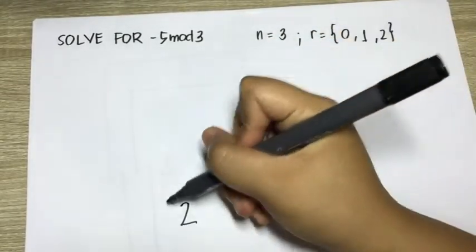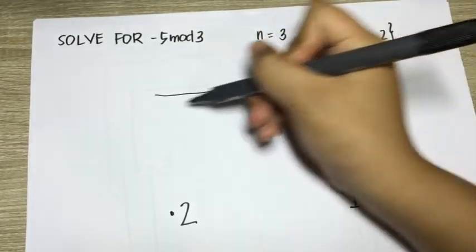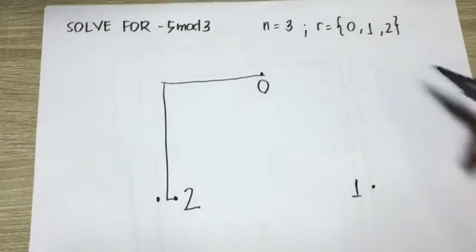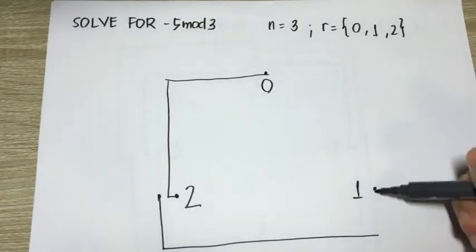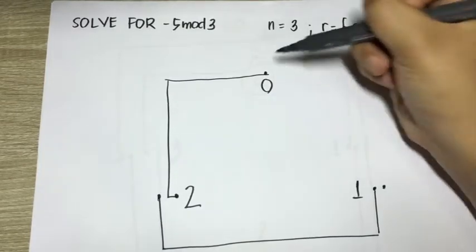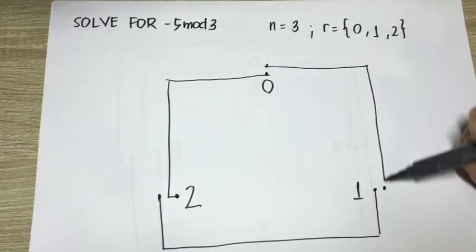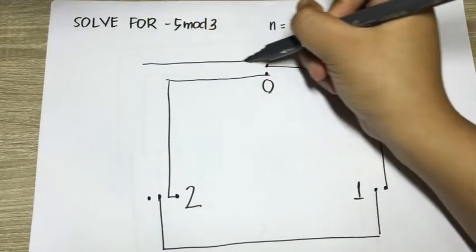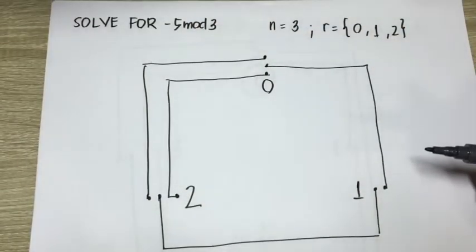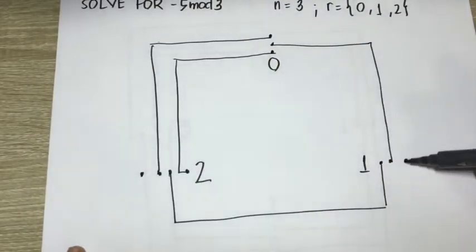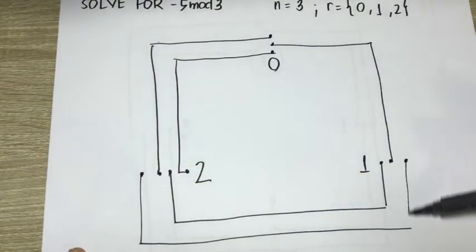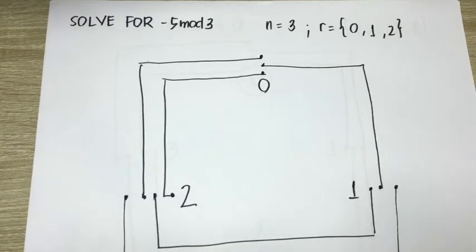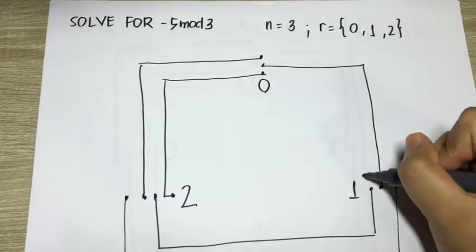Okay? So from 0 going to 2, this is 1 step. Next, from 2 going to 1, this is another step, so this is the second step. Next, 1 going to 0, this is the third step. 0 going to 2 again, this is the fourth step. And then lastly, from 2 going to 1, this is my fifth step. So meaning to say, wherever we land, which is 1, this is the remainder if we are going to divide negative 5 by 3.